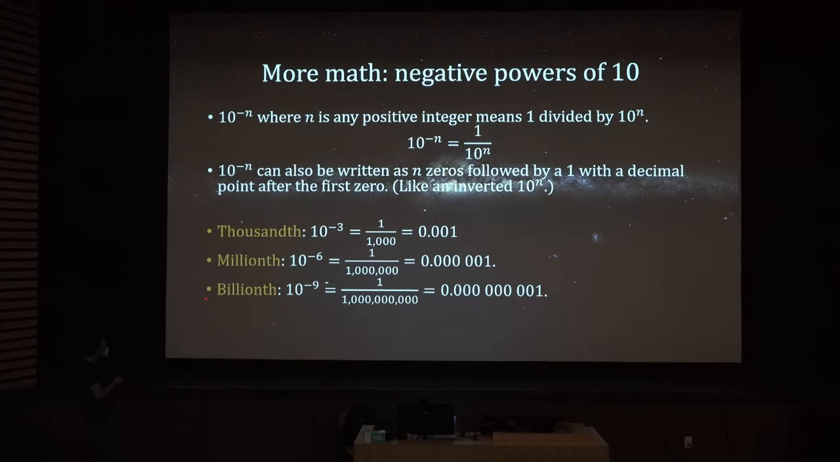And 1 billionth is 10 to the minus 9. So that's 1 over 10 to the 9, so 1 over 1 with 9 zeros after it, or 1 over a billion, or you can write it as 9 zeros followed by a 1 with a decimal place over here. And these are just three examples. Obviously, you can do it with any number in the exponent. So as you can see, as I increase the exponent, the numbers become smaller and smaller. You need more and more digits after the decimal point to specify that number.